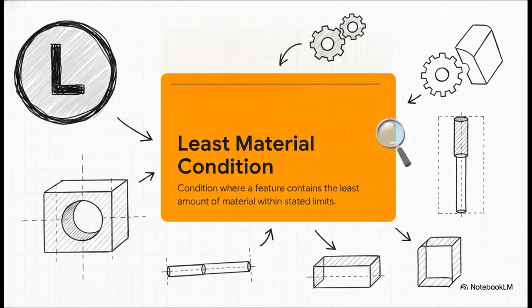Now, while MMC is usually all about making sure parts can successfully assemble together, LMC serves a completely different, but honestly equally vital purpose. LMC is primarily used to protect critical part features. For example, let's say you have a hole positioned super close to the edge of a part. You'd use LMC to guarantee a minimum wall thickness or a safe edge distance. It basically ensures that even at its largest size and worst possible position, that hole isn't going to just break right out through the side of your part.